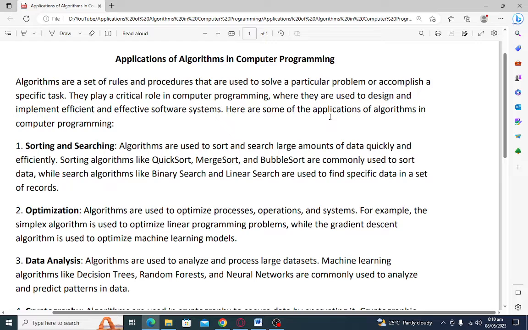So in this video, I will talk about applications of algorithms in computer programming.